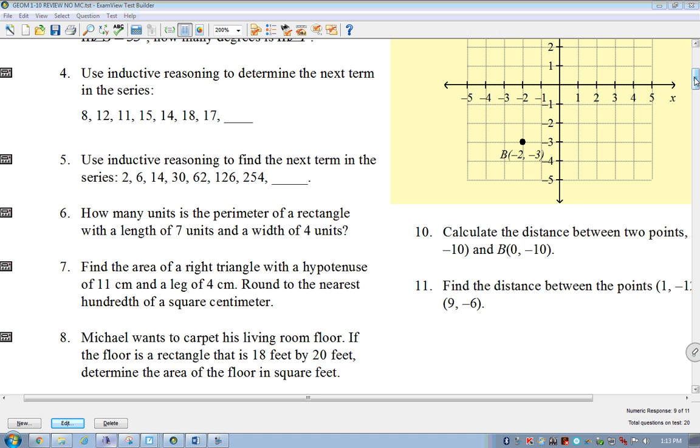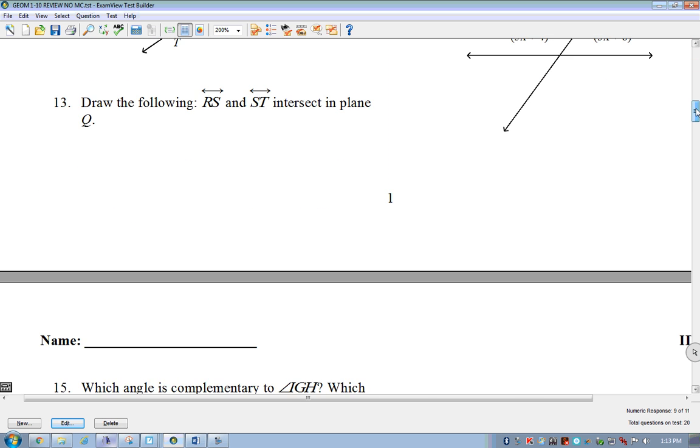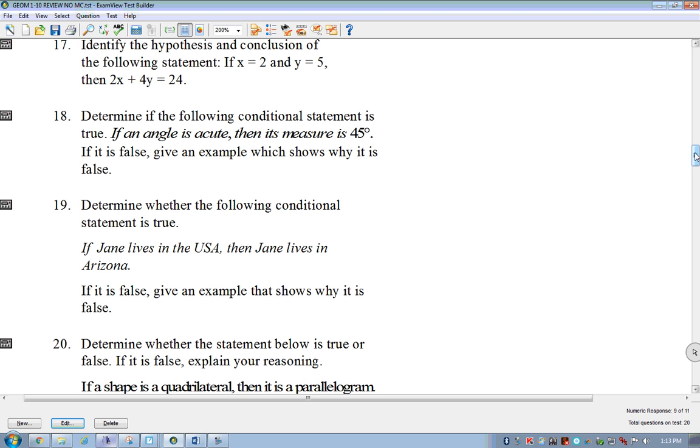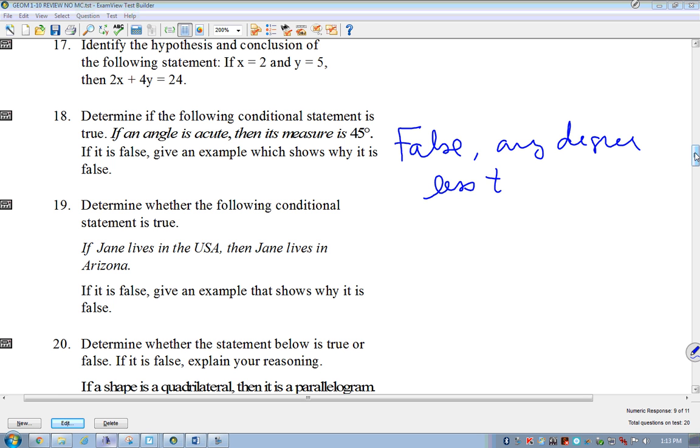We need number 18. Determine if this conditional statement is true. If an angle is acute, then its measure is 45 degrees. Is that true? No, or at least not necessarily. So, false. Any degree less than 90 is acute. So we could be anywhere in there.